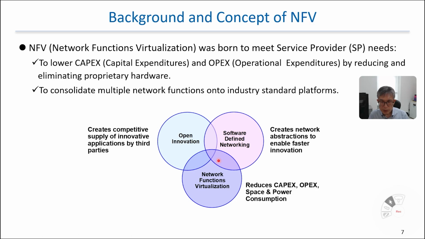So this figure shows the combination of open innovation, software-defined networking (SDN), and network functions virtualization. Open innovation creates a competitive supply of innovative applications by third parties. Open source projects are engaged. In the SDN case, it creates network abstractions to enable faster innovation. Thirdly, NFV reduces CAPEX, OPEX, service, and power consumption.